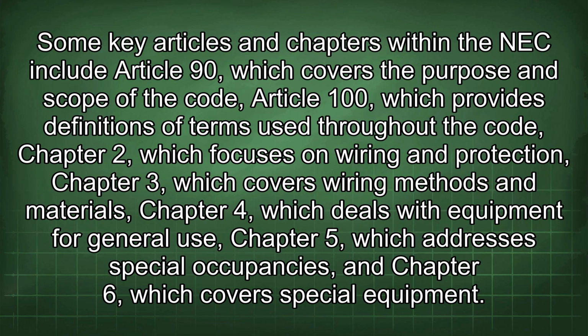Some key articles and chapters within the NEC include Article 90, which covers the purpose and scope of the code, Article 100, which provides definitions of terms used throughout the code, Chapter 2, which focuses on wiring and protection, Chapter 3, which covers wiring methods and materials, Chapter 4, which deals with equipment for general use, Chapter 5, which addresses special occupancies, and Chapter 6, which covers special equipment.